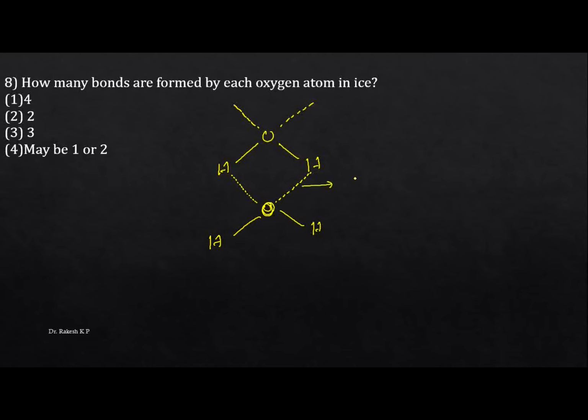Here what you can identify is a hydrogen bond. What type of hydrogen bonding is that? That is intermolecular hydrogen bonding. And what about this one? We can identify the covalent bond. So here we got the hydrogen bond, here we have a covalent bond. So for one oxygen atom, how many bonds are identified here? That is 1, 2, 3, 4. Hence the option is the first one.